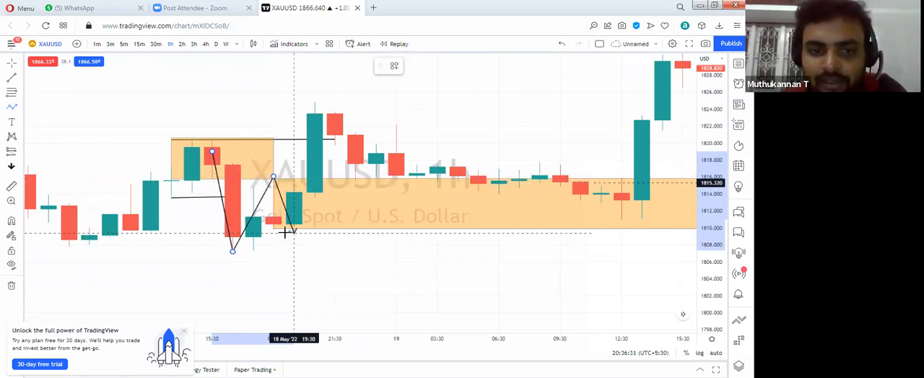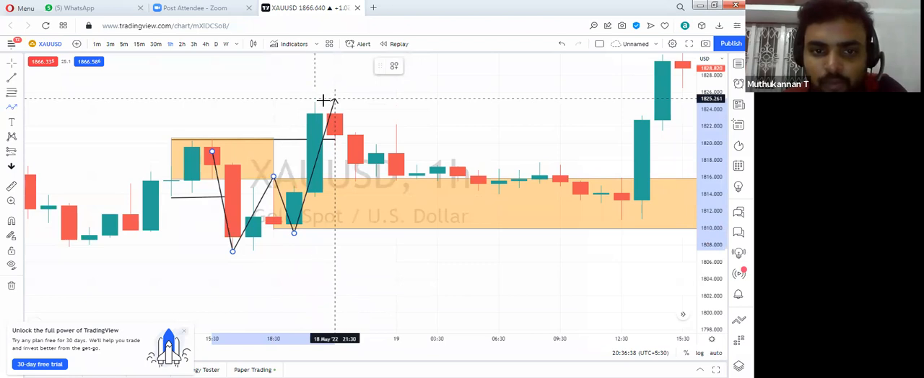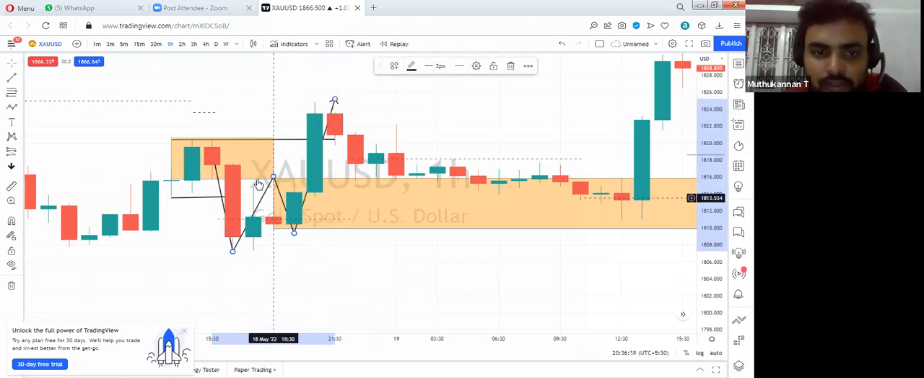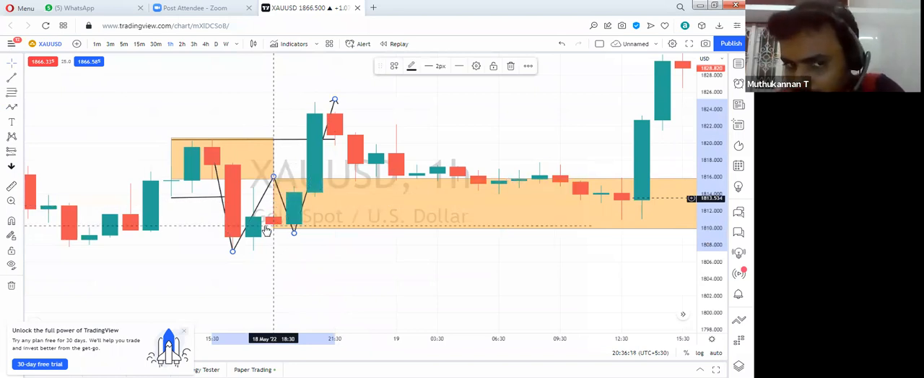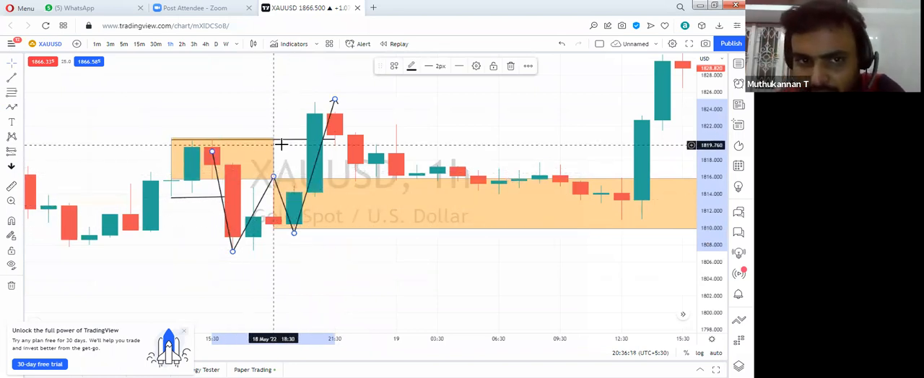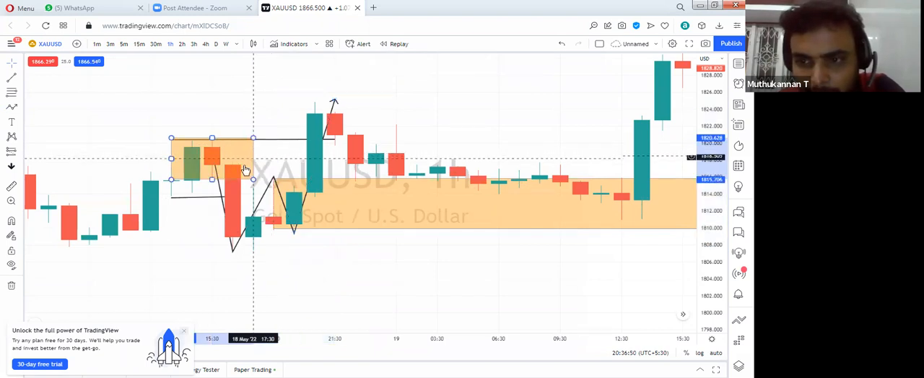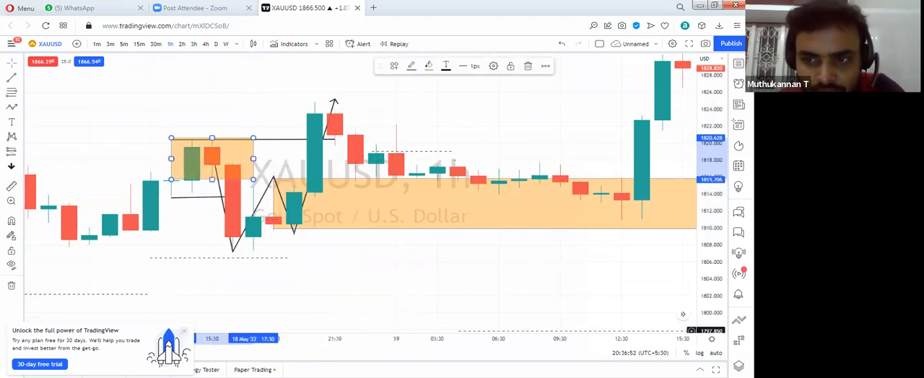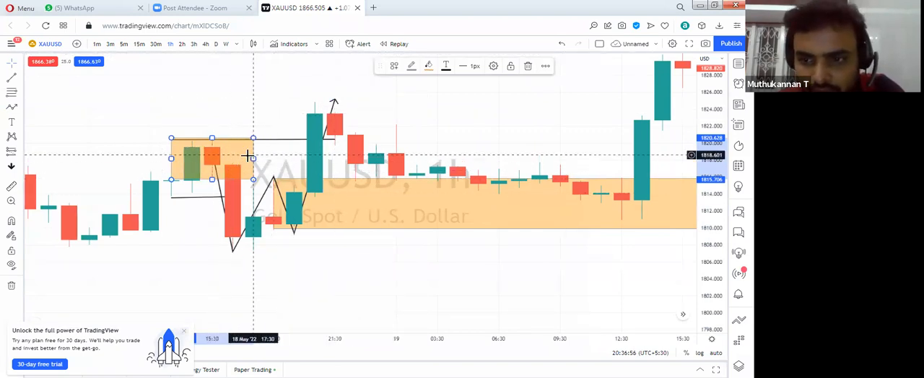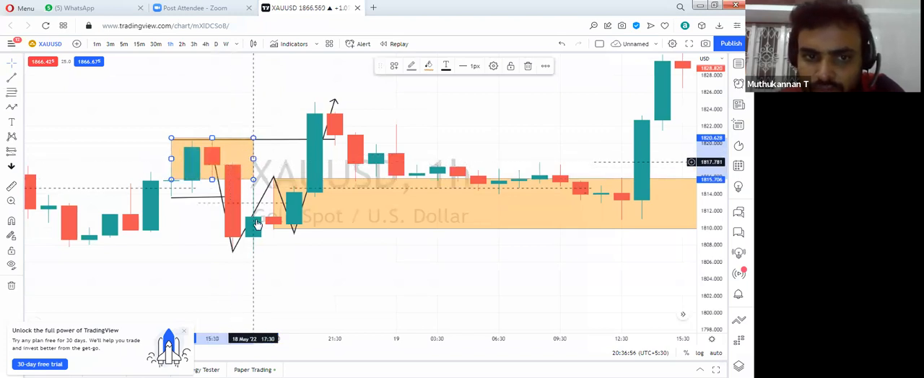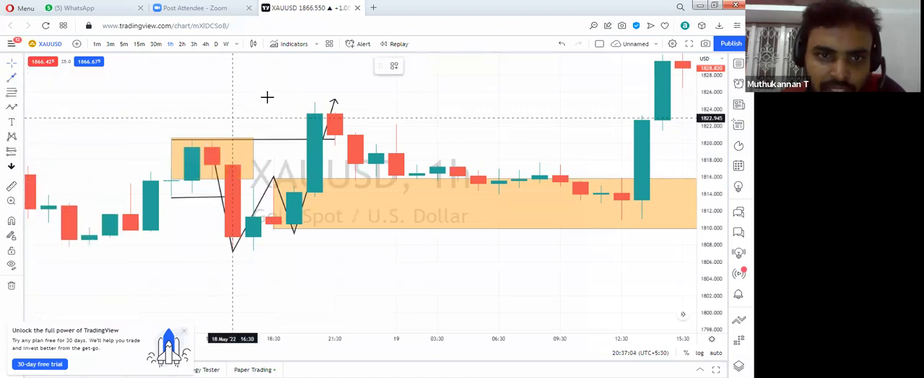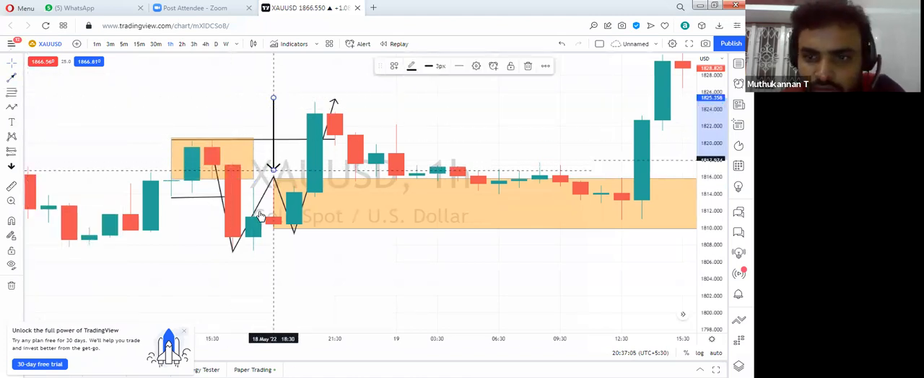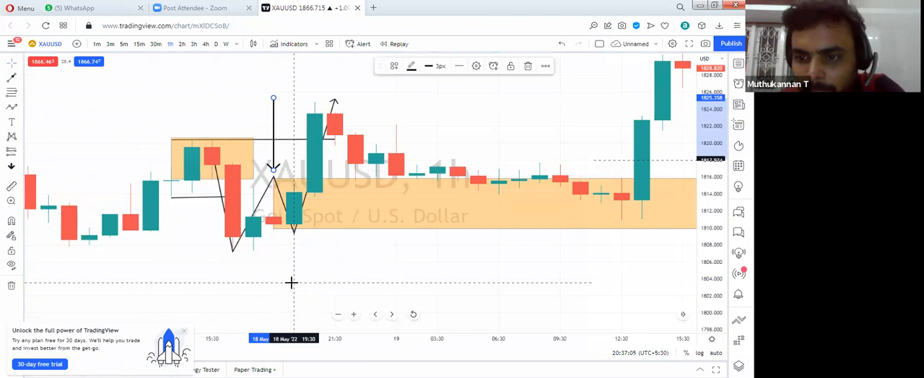But after that, what happened? Price just went above. Okay, so this red candle was created by the smart money. Everyone understand till this point? Those who said they don't understand, please respond in chat. Now, everyone agree with me that exactly at this candle, the smart money sold. Everyone agree with me?